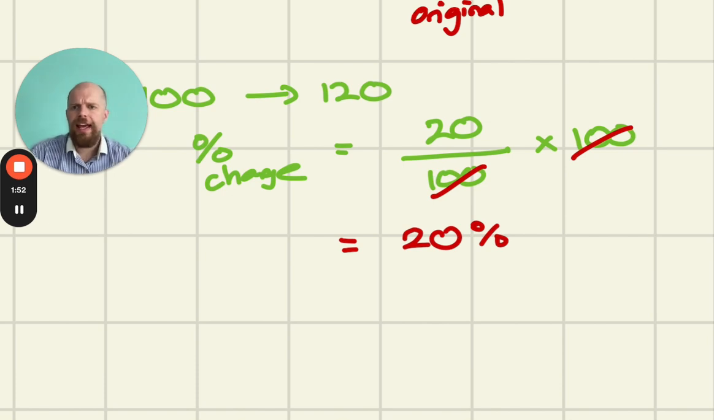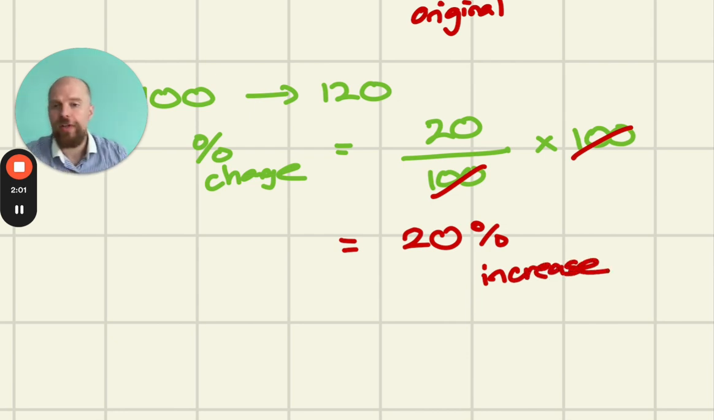Now, what's important here is that you state if it is an increase or a decrease. It's going from 100 to 120, and therefore it is an increase.